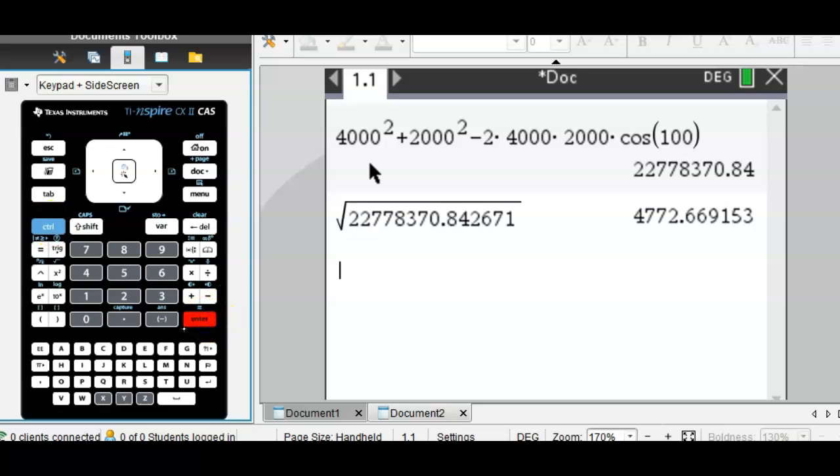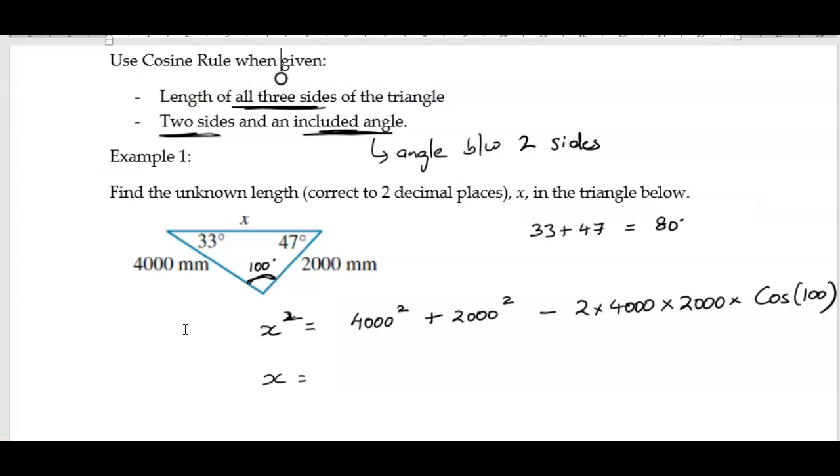So the length of the missing side x correct to two decimal places is 4772.67 millimeters, and that completes that question. So we've used the cosine rule to solve for a missing side length in a non-right angle triangle.